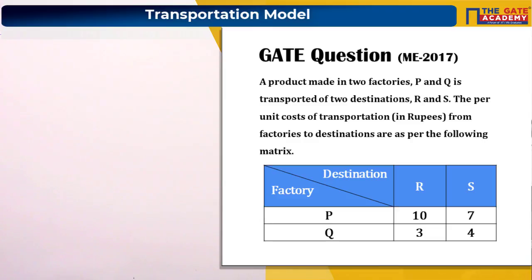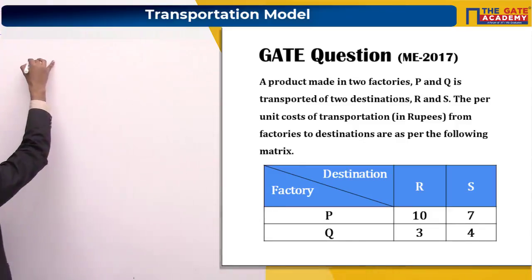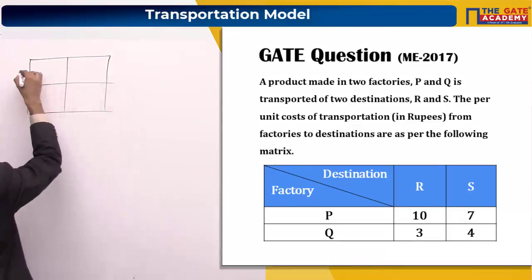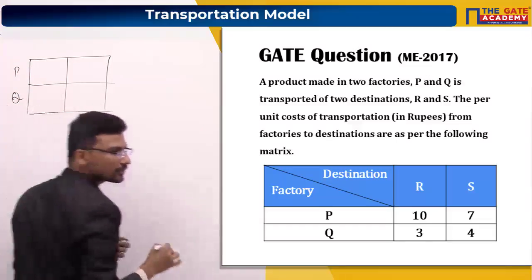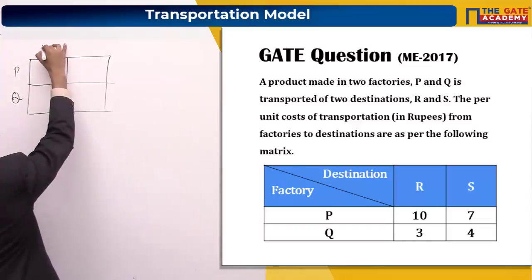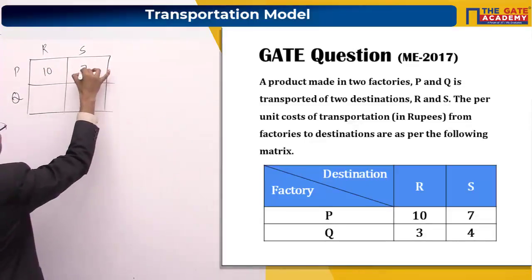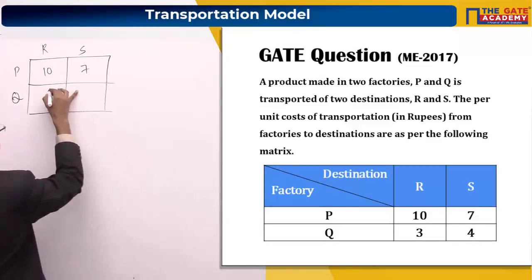A product made in two factories, P and Q, is transported to two destinations, R and S. The per unit cost of transportation from factories to destinations are as per the following matrix. So the matrix is given in the question. I think it is P, Q and R, S. The cost values, I mean the unit transportation costs, are given as 10, 7 and 3, 4.